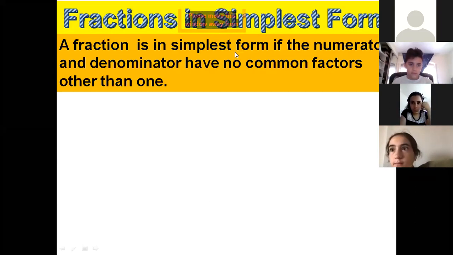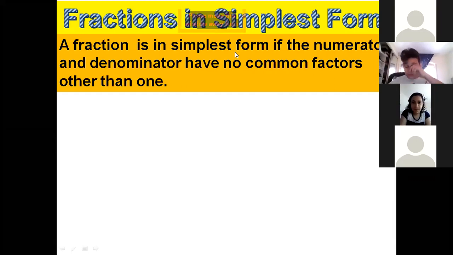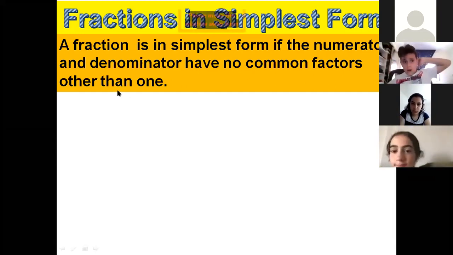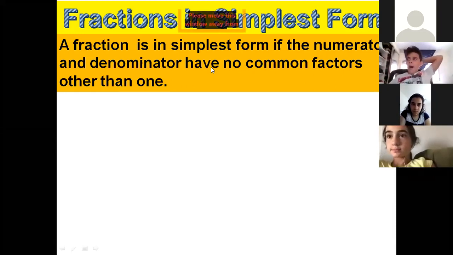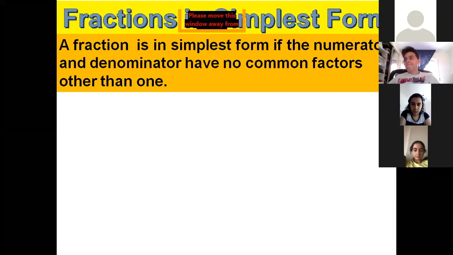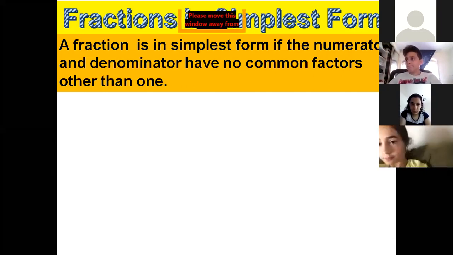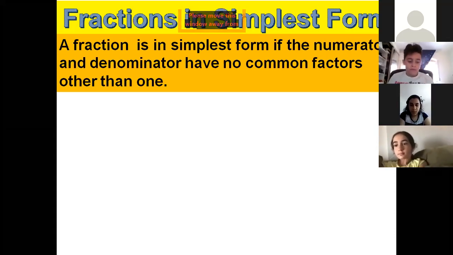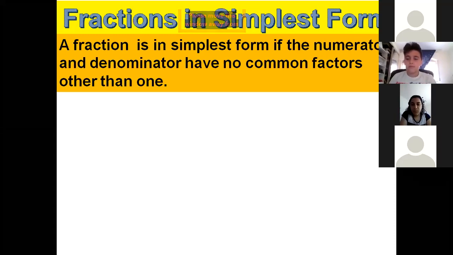So first, a fraction is in simplest form if the numerator and denominator have no common factors other than 1. Again, we all the time exclude the 1. We don't need the 1 because 1 is already in common between all the numbers. So if we have a fraction with a numerator and a denominator with nothing in common between them as factors, we say that this fraction is a fraction in simplest form.